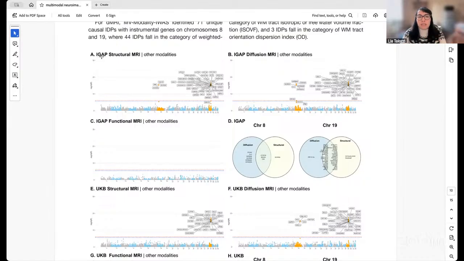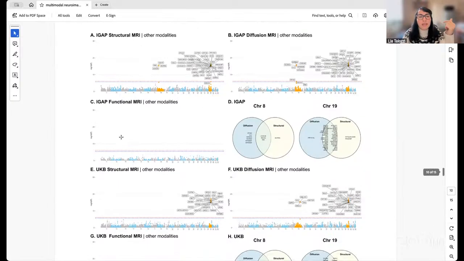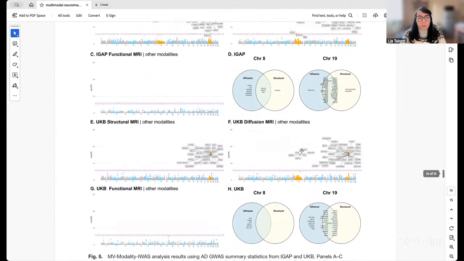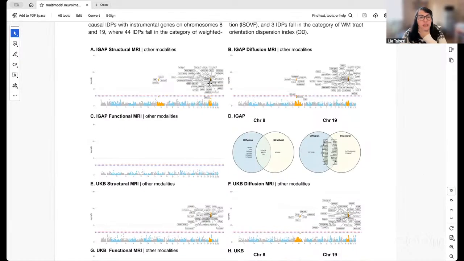Here you have this big consortium, the EGAP, let's say, for structural MRI, diffusion MRI, and fMRI, and then they also reproduced the same approach in the UKB. Really interesting, they found a lot of signal in chromosome 19, where you also have the APOE, which is usually the highest signal in GWAS. So that is the APOE locus, a super strong signal there.